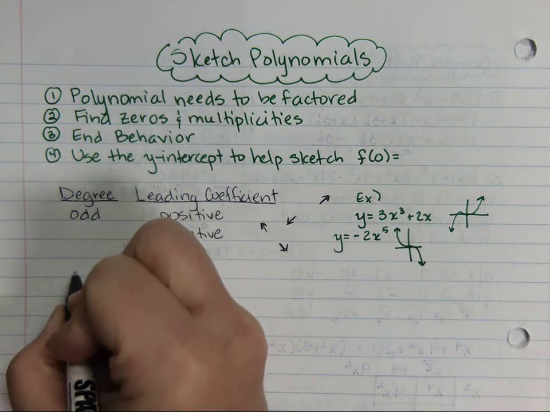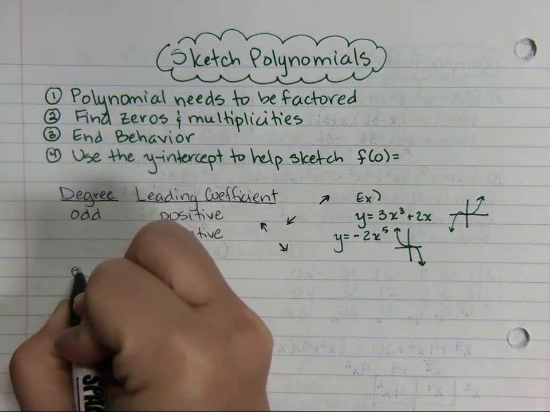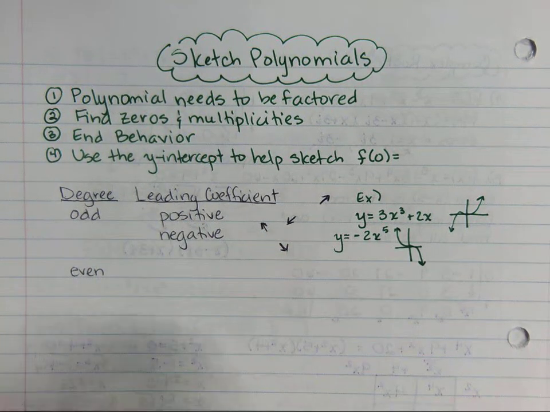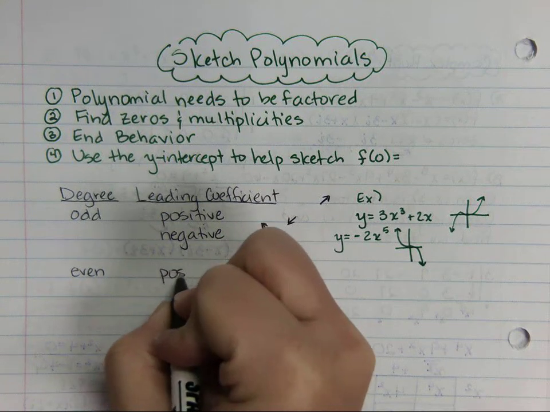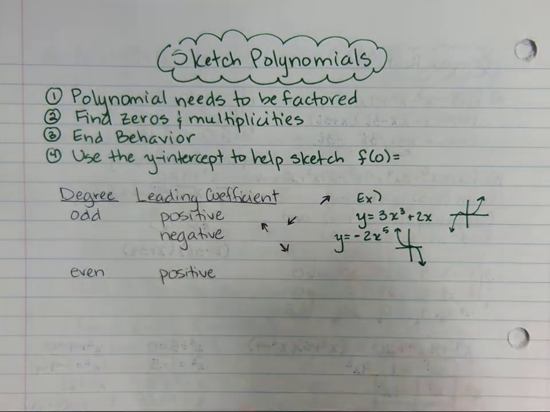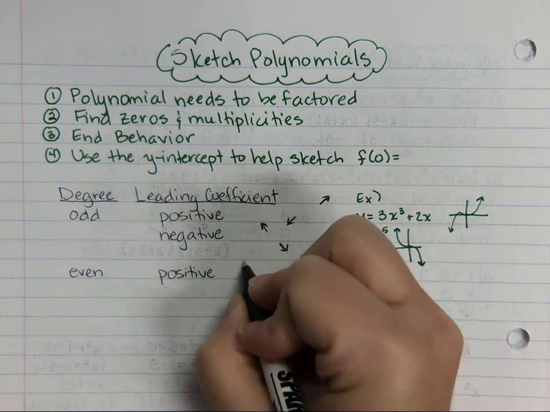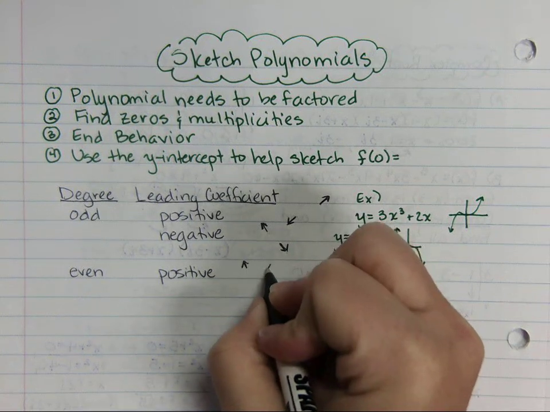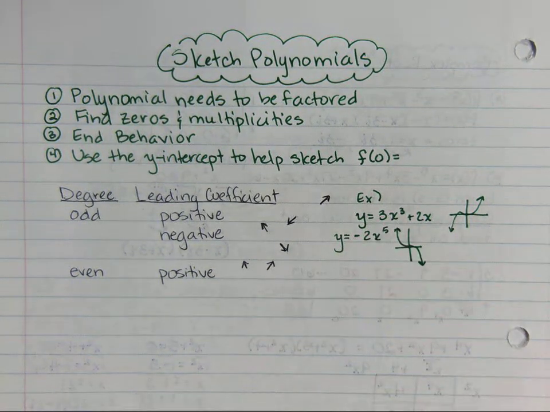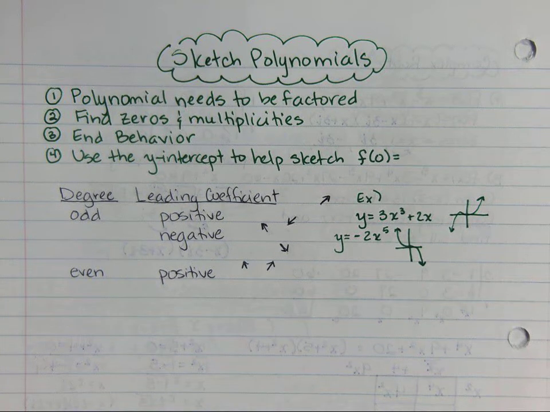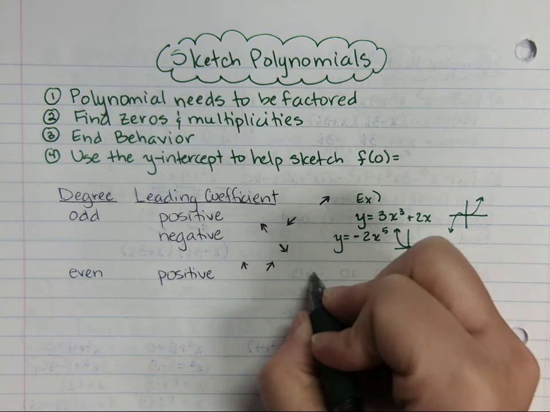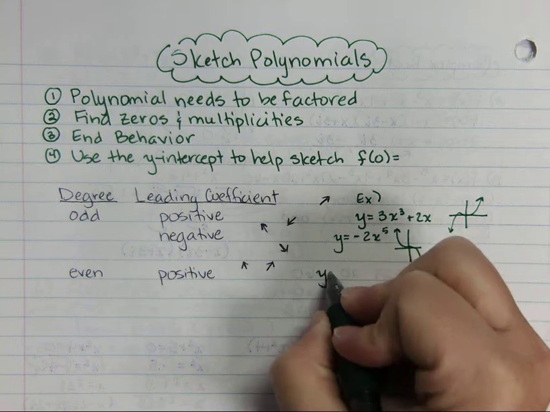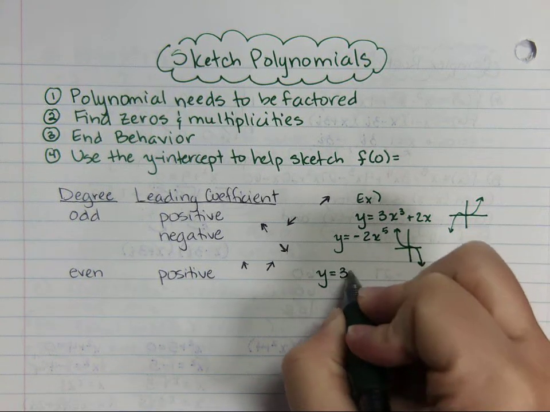Now, if the degree of my polynomial is even, and my leading coefficient is positive, both arrows are going up on both sides. So this would be something maybe like a parabola. So let's say y equals 3x squared.